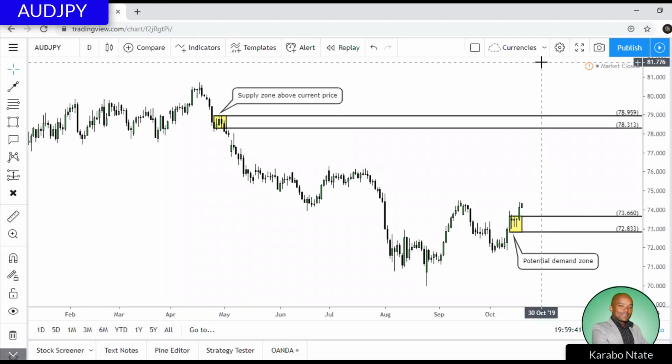Good day, traders. Welcome to our weekly market analysis. I am currently looking at the AUDJPY on the daily time frame. This is a swing trade opportunity.